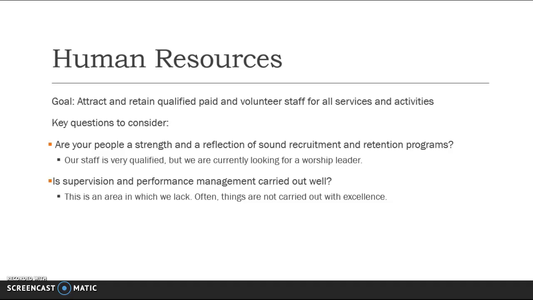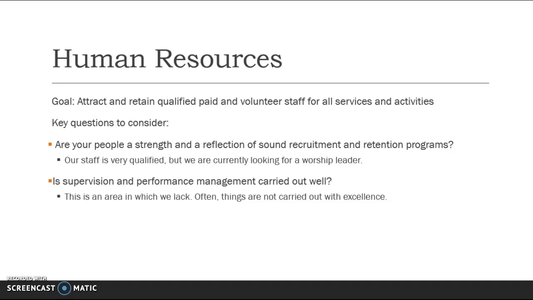So human resources: the goal here is to attract and retain qualified paid and volunteer staff for all services and activities. And a couple key questions to consider. Are your people a strength and a reflection of sound recruitment and retention programs? I believe that our staff is very qualified, but we currently are looking for a worship leader. So our staff is currently lacking in that area. As a rule, though, we do retain staff quite long, and we do have sound leaders as well.